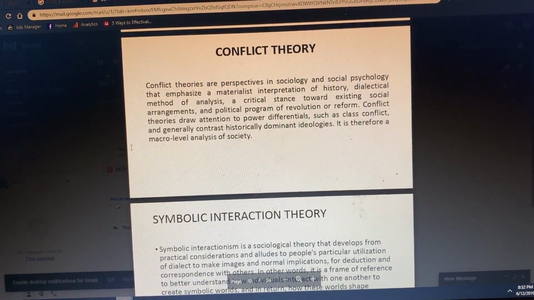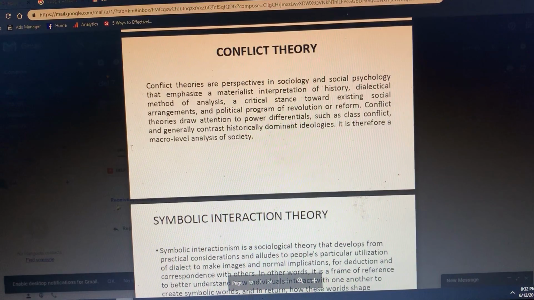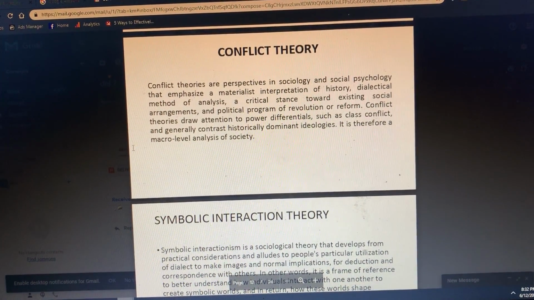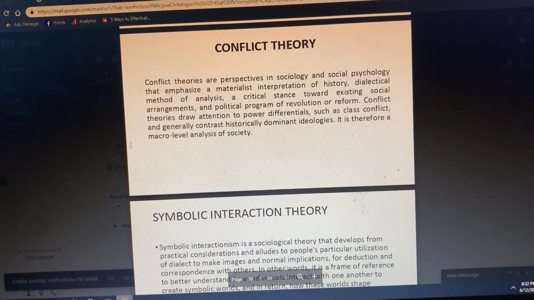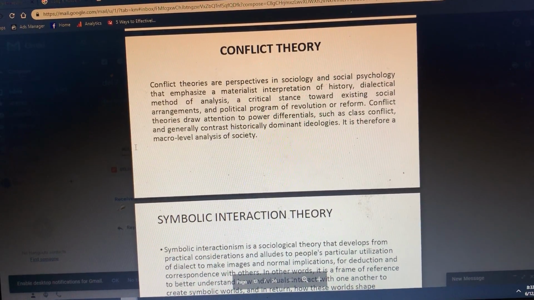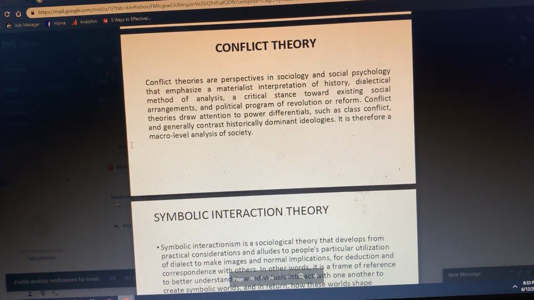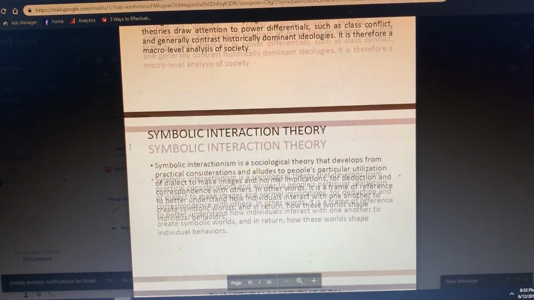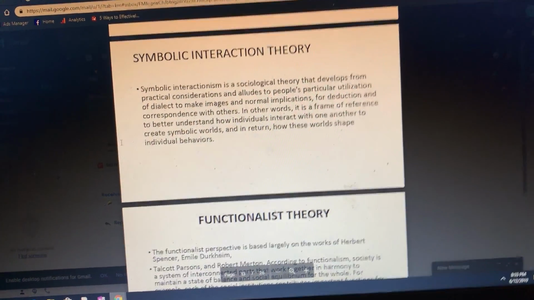Conflict theories draw attention to power differentials, such as class conflicts, and they generally contrast historically dominant ideologies. It is therefore a macro level analysis of society. Now we move to the symbolic interaction theory.